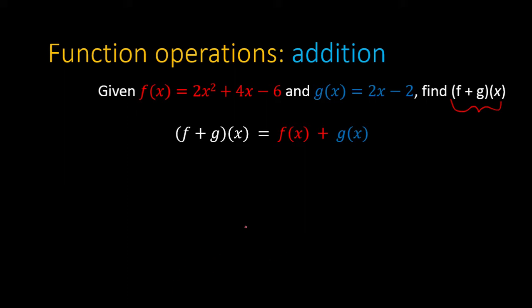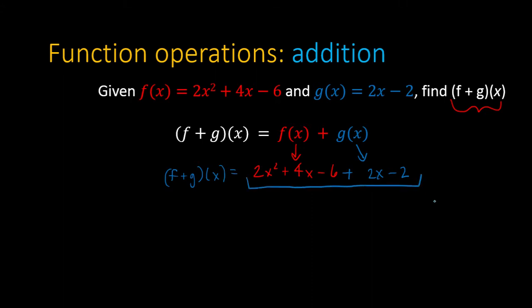So if f of x is equal to 2x squared plus 4x minus 6, and g of x is equal to 2x minus 2, then by definition, all we have to do is put a plus sign in between these. So f plus g of x equals this whole statement. Okay, it was as simple as that. I just wrote the functions side by side, connected them with an addition symbol.